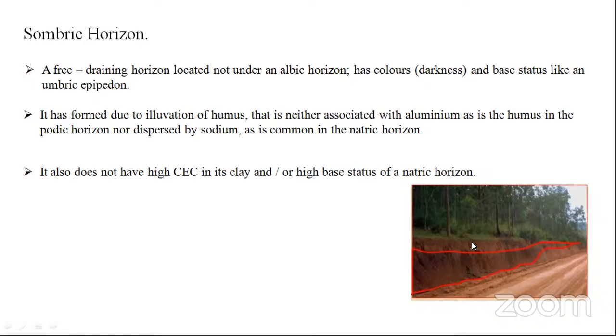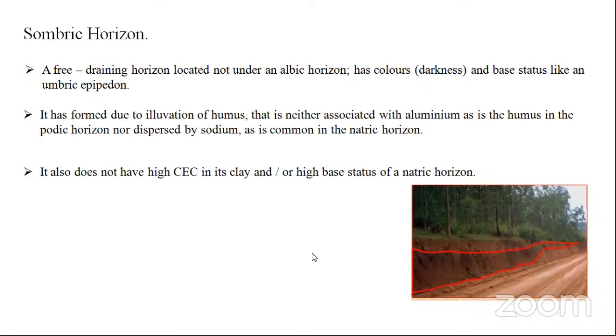It will be very dark in color when compared with the upper layers. You can only compare with this because it does not have high CEC or high base saturation like the nitric horizon. In sombric, you can see it's a free-draining horizon, naturally located under the albic horizon. Its color is very dark. These are the key points you have to remember.